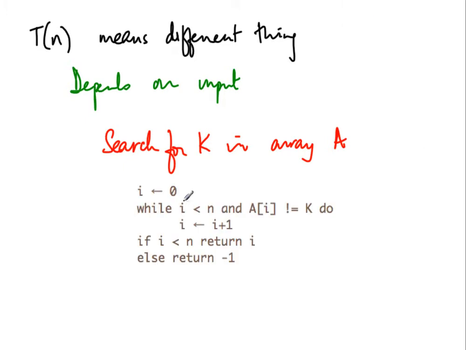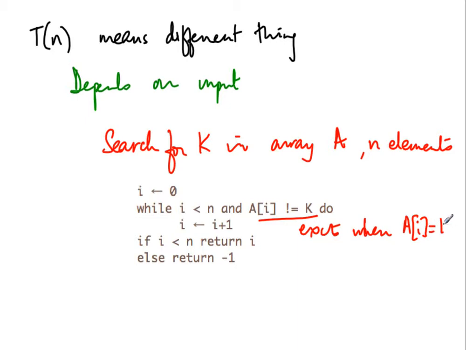So here is an algorithm. We start with the index 0. Okay, so we have n elements. So we start at the index 0, and so long as we are within the array and we have not found k, we increment the index. So what this says is this while loop will exit when we find an index i such that a_i is equal to k, or if we reach i equal to n, right?